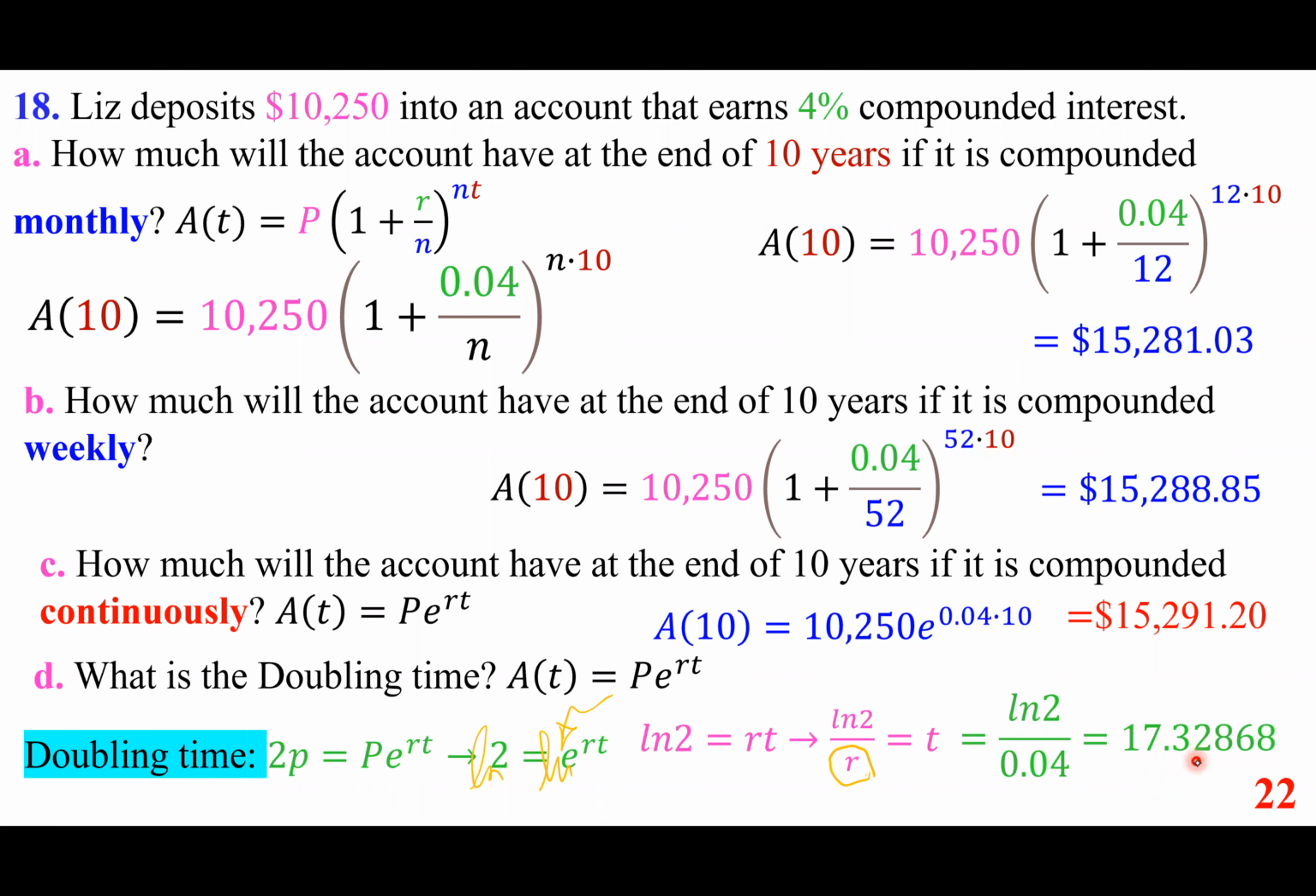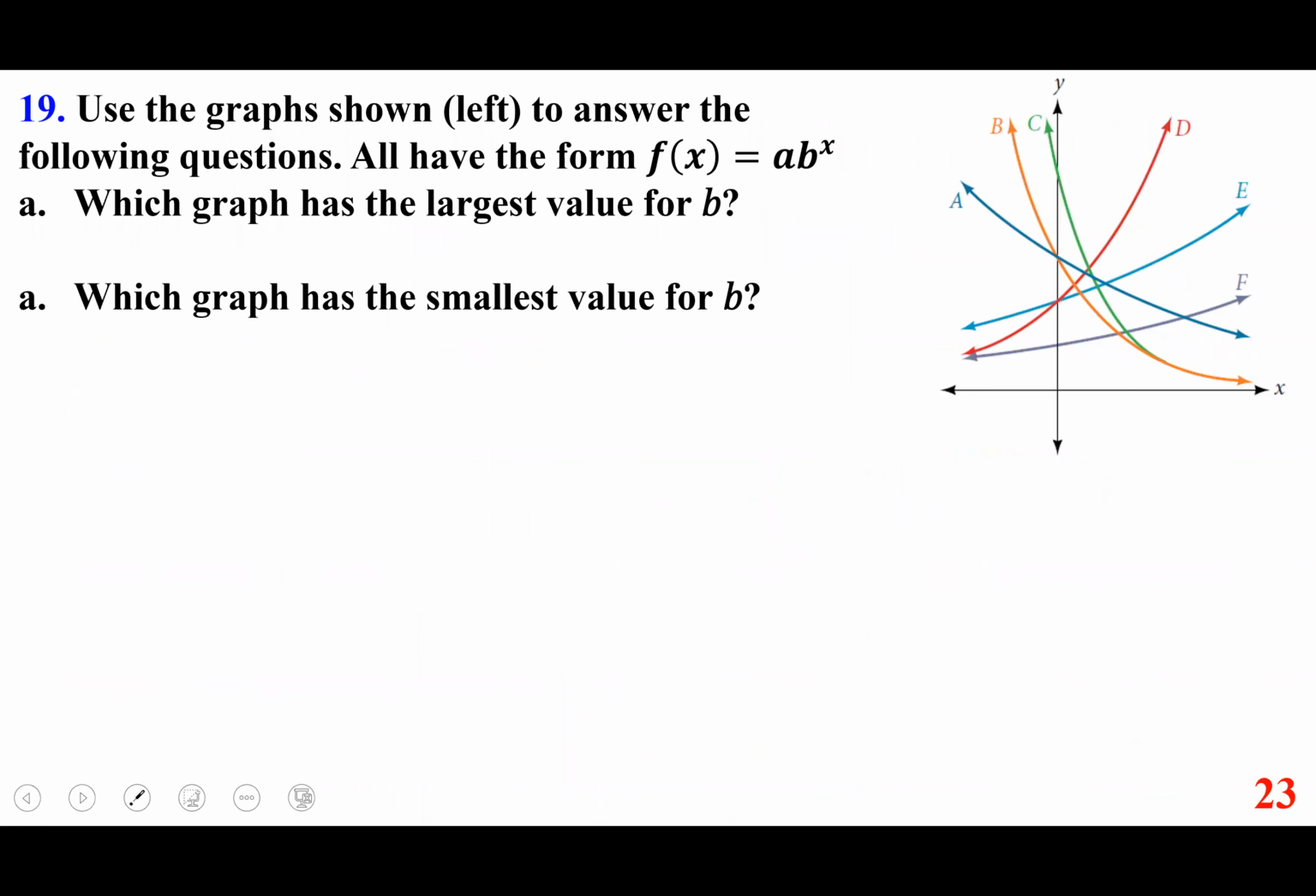17.32868, a little bit more than 17 years. We have been given a bunch of exponential functions. We want to use the graph to answer the following question. All of them have this format of f of x equals a b to the power of x. Which graph has the largest value for b? Which graph has the smallest value for b?